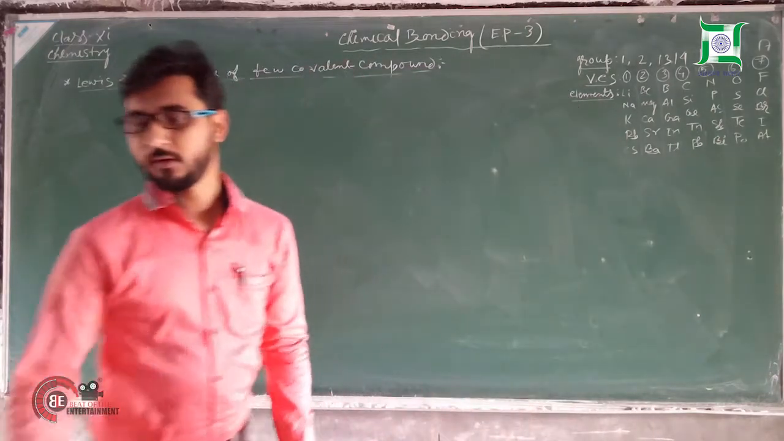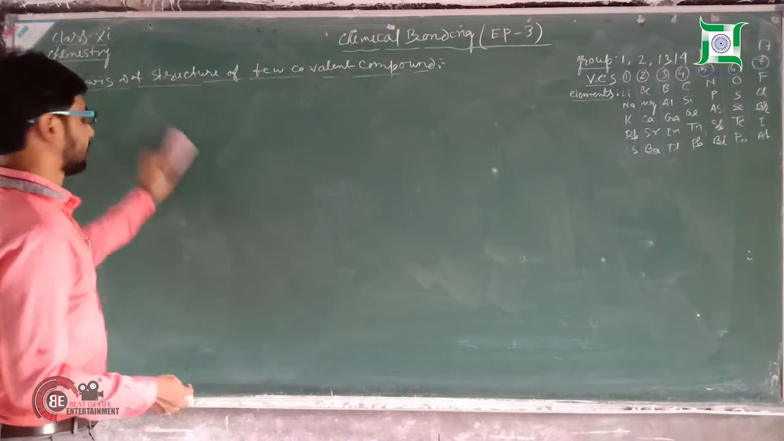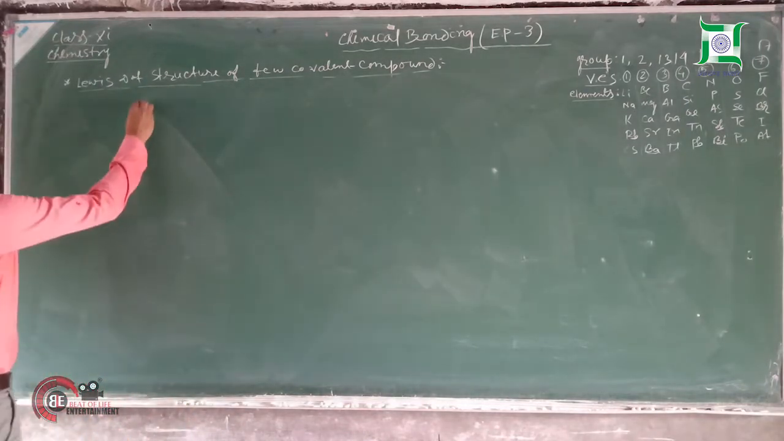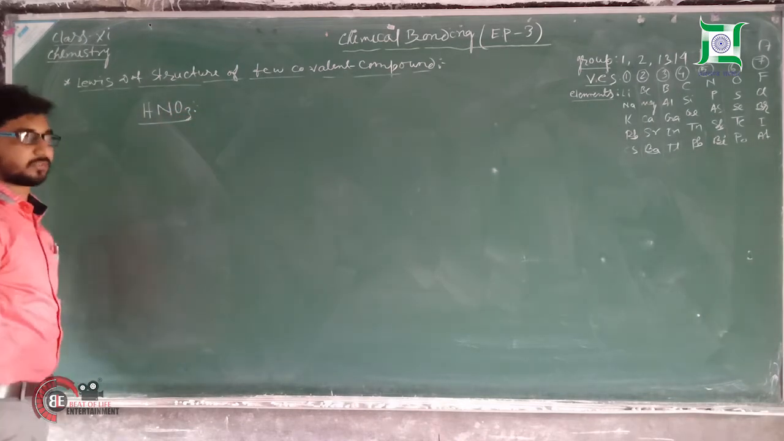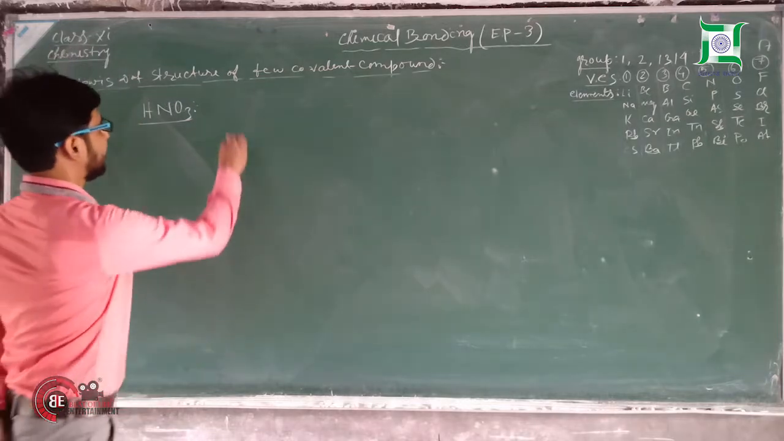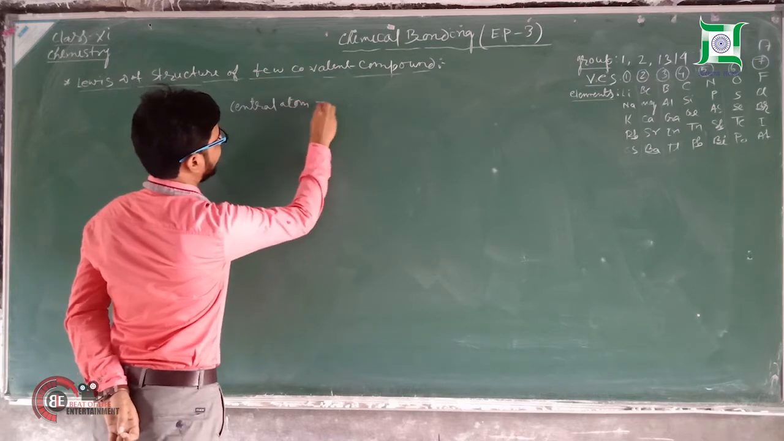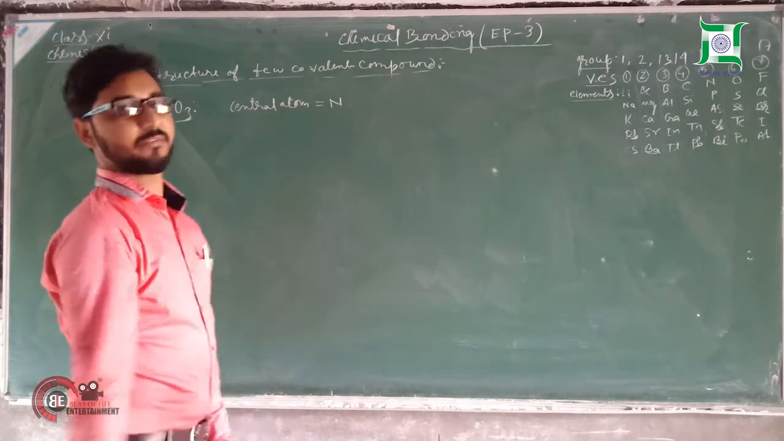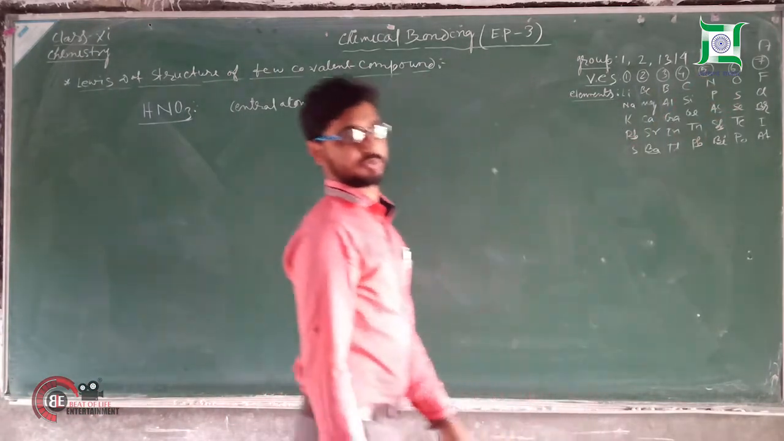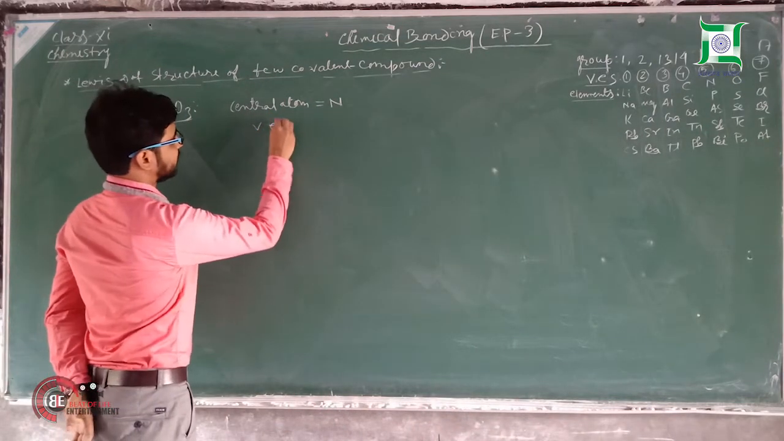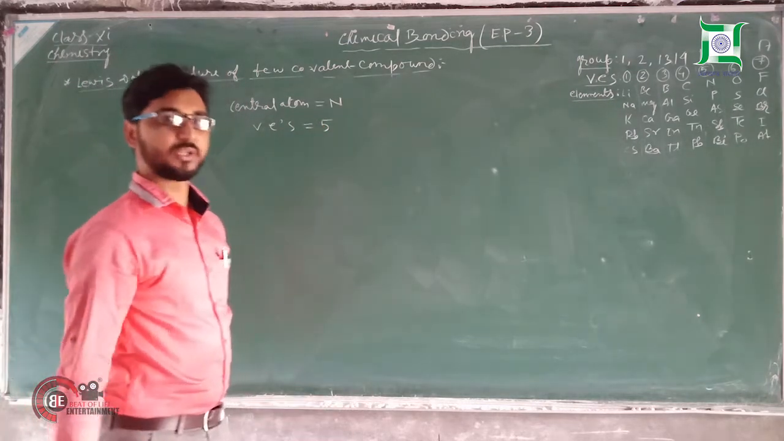Let us take another example of the compound HNO3, that is nitric acid. What will be the Lewis dot structure for nitric acid? Similarly, here the central atom is nitrogen. From this table you can see that nitrogen is an element of group 15 with 5 valence electrons. So valence electrons of nitrogen equal 5. Now let us draw the structure.